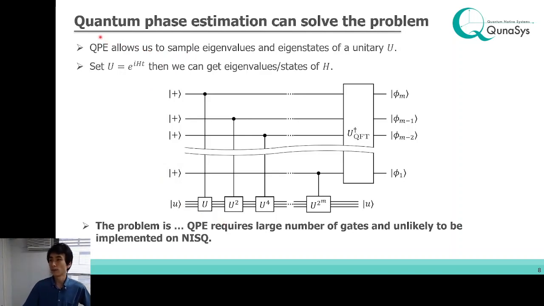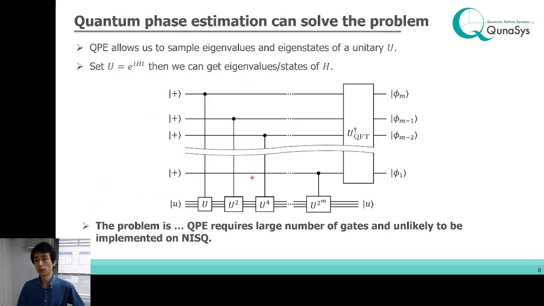The naive way of solving this problem is to use the quantum phase estimation algorithm. Quantum phase estimation allows us to sample eigenvalues or eigenstates of a unitary U. The circuit looks like this, where we use many controlled unitaries and a quantum Fourier transform. To use this circuit for the Hamiltonian eigenvalue problem, we can just set U equal to exponential of iHt. Then we can get eigenvalues and states of the Hamiltonian of interest.